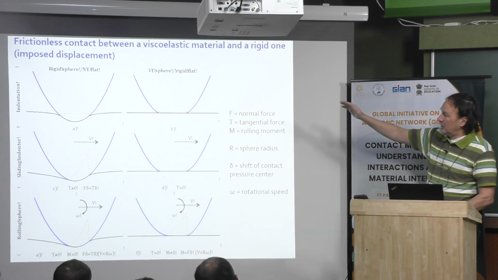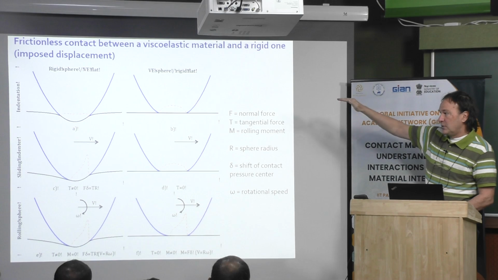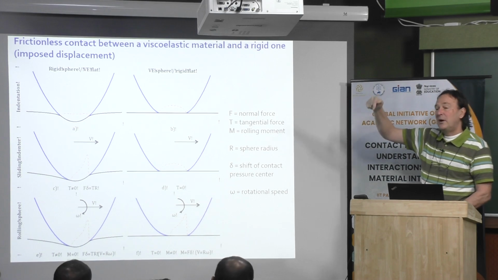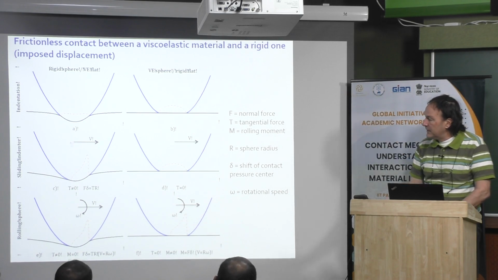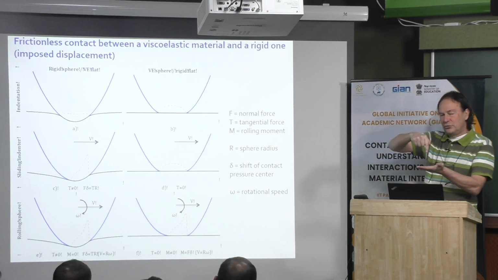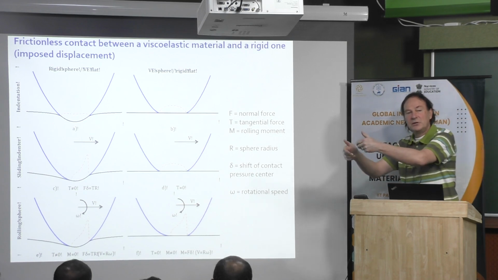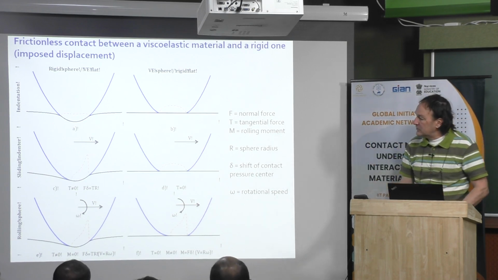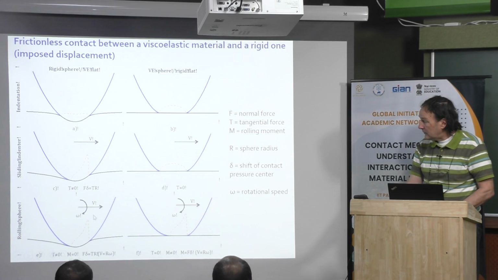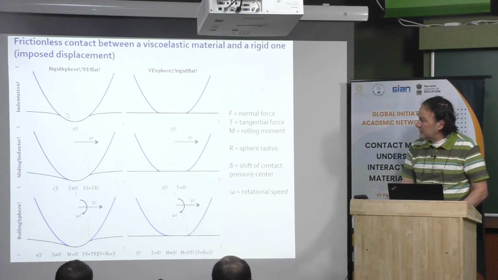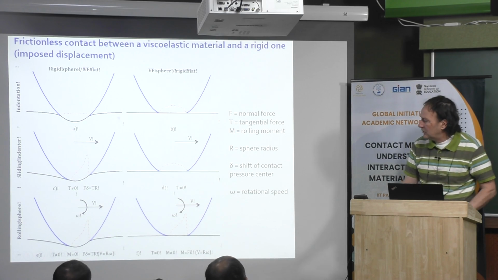Now there are 3 columns. The first one is indentation, purely normal loading and unloading, but this is under load here. The middle one is when you have a sliding indenter. You load the contact and you slide. Then there is no rolling of the top body. And at the bottom one, you have rolling of the sphere. Then this is the result after a given time. We'll discuss that later, maybe.